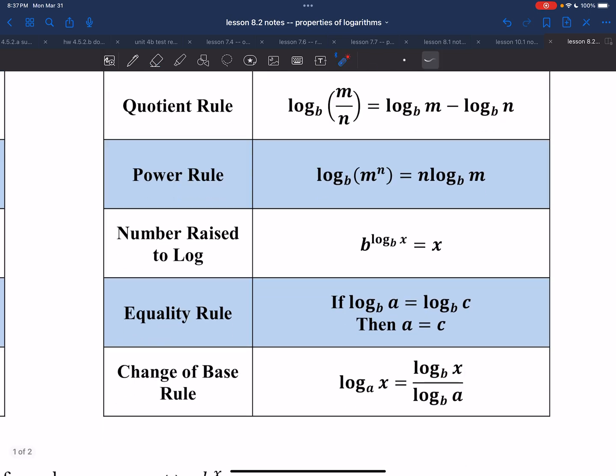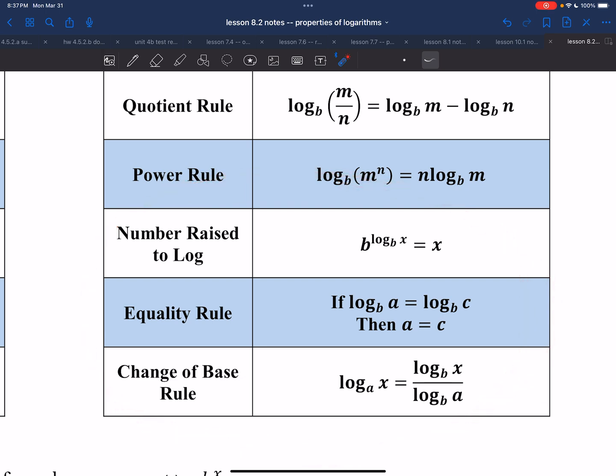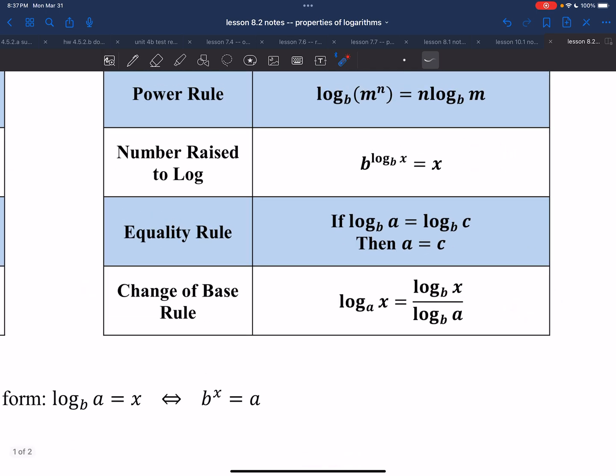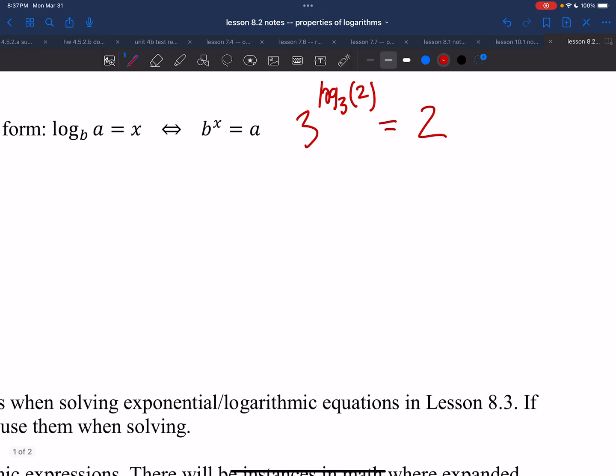There's a few more rules here. I'm not going to explain them too much. You might see them pop up, but they're not a heavy emphasis in this unit. This property says if you have a base and you raise it to a log of the same base, they essentially cancel out, right? So like if you said 3 to the log base 3 of 2, the 3 and the log base 3, because the log base 3 is in the exponent, would sort of cancel, and you just get 2. And if you're asking why is this true, it could be quickly proven or demonstrated.